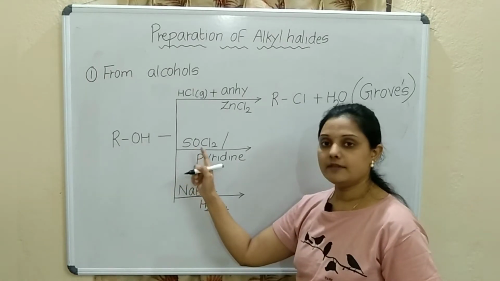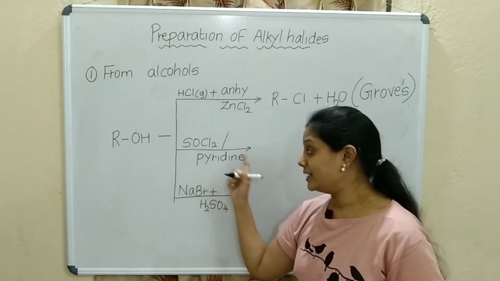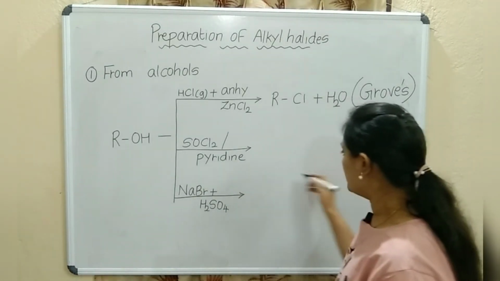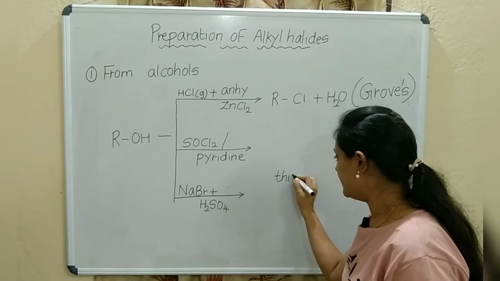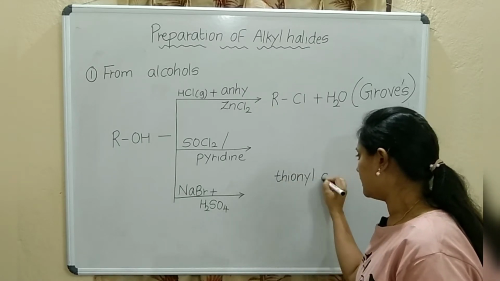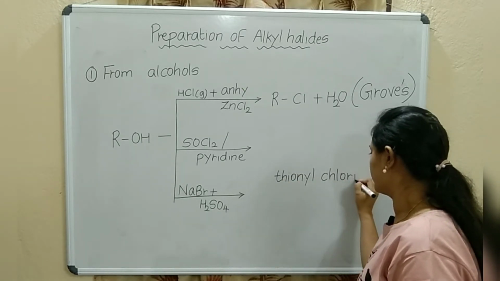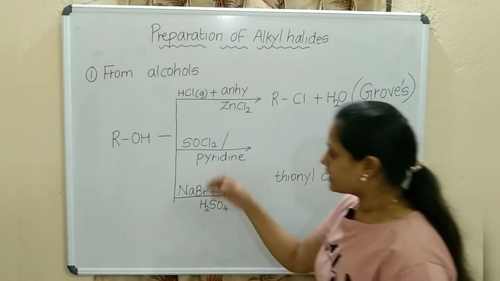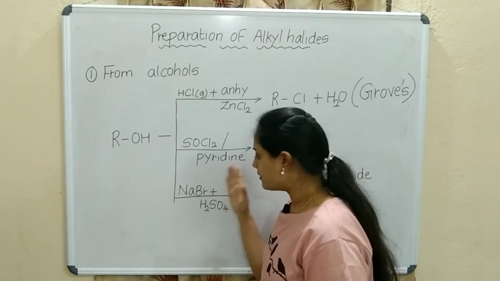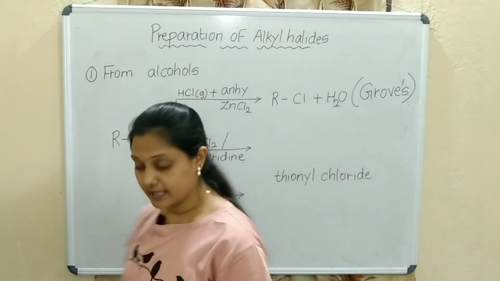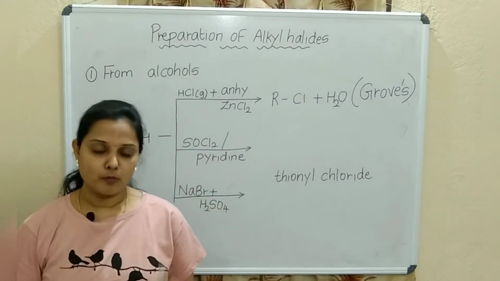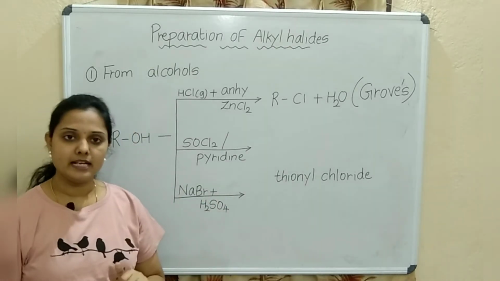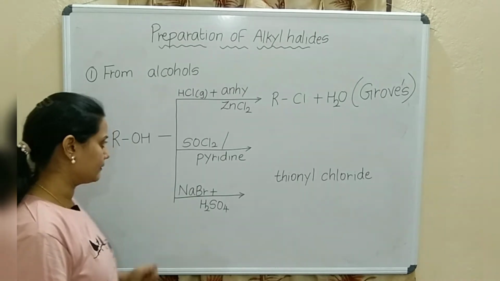Alcohol is treated with SOCl2. What is SOCl2? That is thionyl chloride. I'll just write here, thionyl chloride. The reaction takes place in the presence of pyridine. What is pyridine? A basic compound, a base. Now why is this pyridine needed here? We'll check the products first.